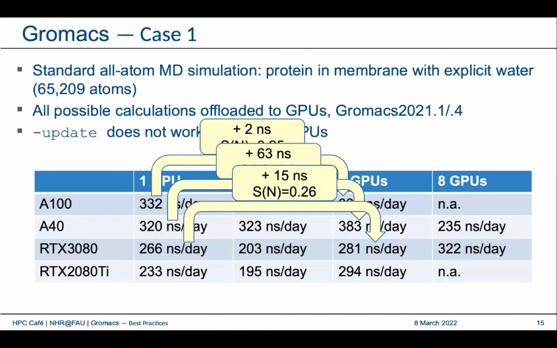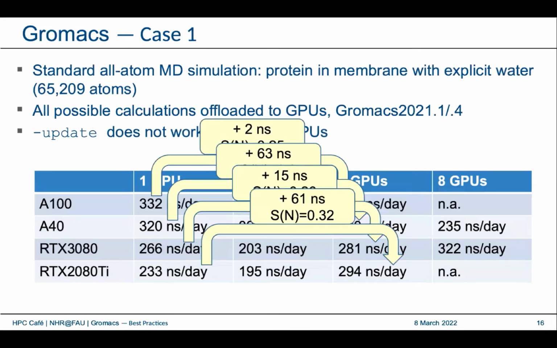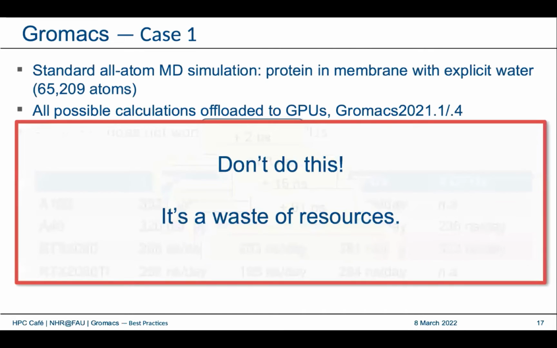Here, the same for the RTX 3080, and again, also for the 2080 Ti. The overall message here is don't do this. It is a waste of resources, and the hardware is too costly to do this. So don't use multiple GPUs if you know that your performance doesn't increase, or just slightly by a handful of nanoseconds.